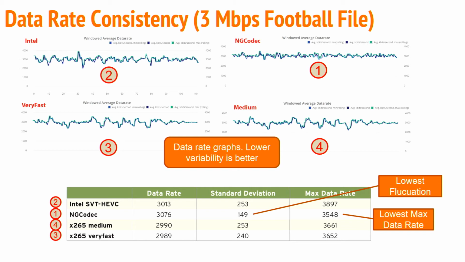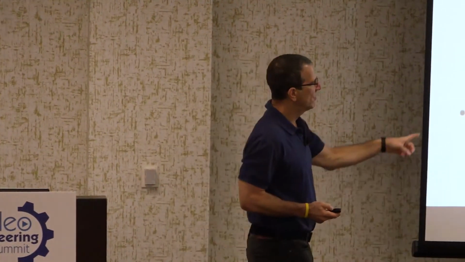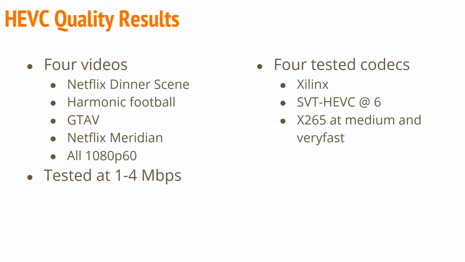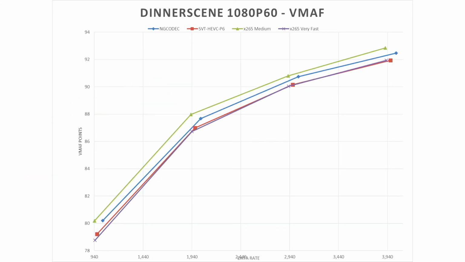So this is data rate consistency. We encoded a 3 megabit per second football file that had a lot of stream variability. Same for Eclipse. For our rate distortion curves, for H.264, we tested from 2 to 5 megabits per second. For HEVC, we tested from 1 to 4. And again, the 4 tested codecs. This is dinner scene. And what we're seeing, X.265 medium, NG codec, SVT, HEVC, and then very fast.